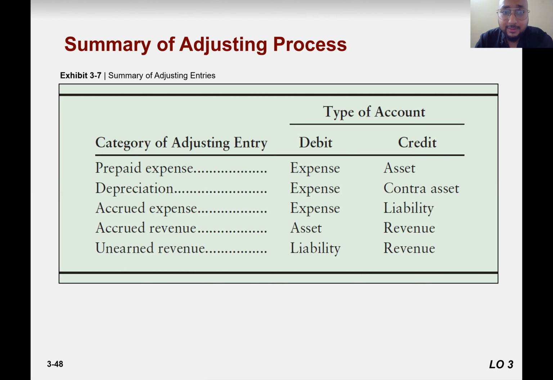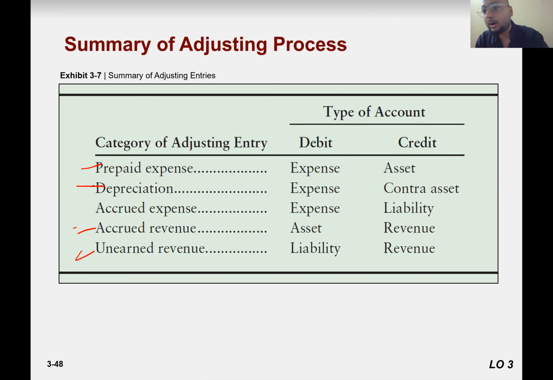So in our previous lecture, we talked about adjusting entries, the types of adjusting accounts, and the process of that. We decided on the types of accounts that need adjusting entries. These are prepaid expenses, depreciation, accrued expenses, accrued revenue, and unearned revenue.